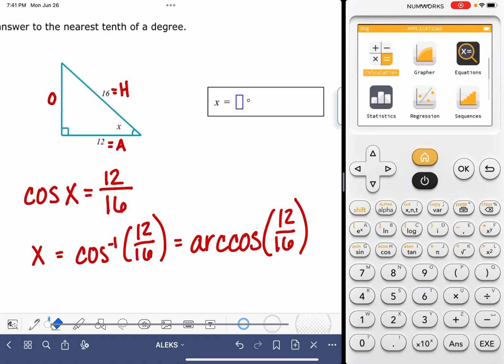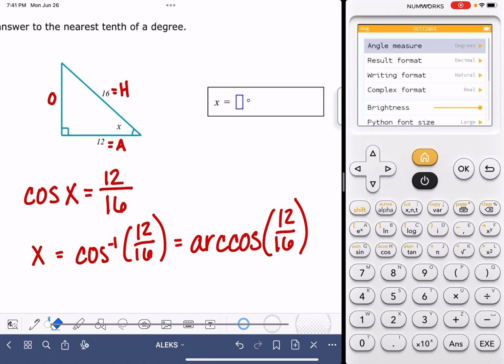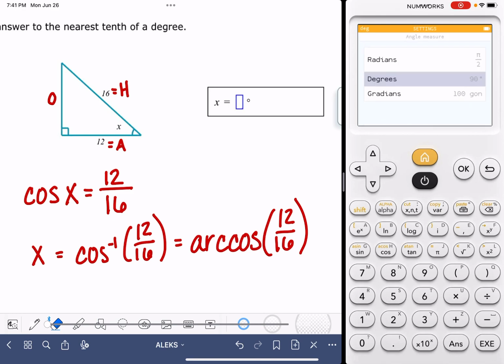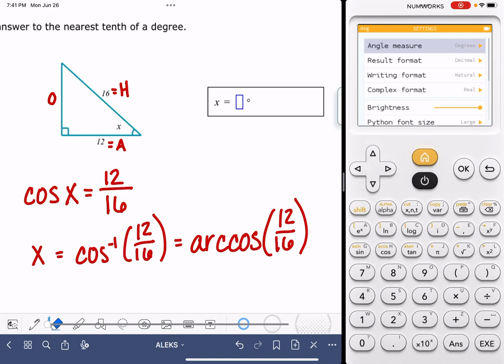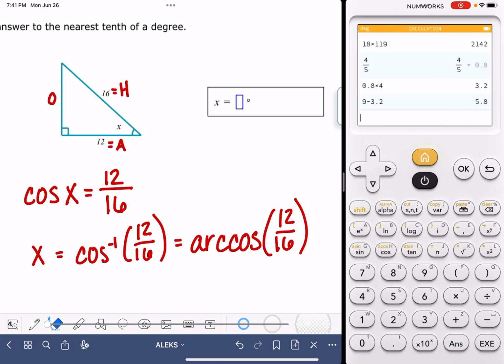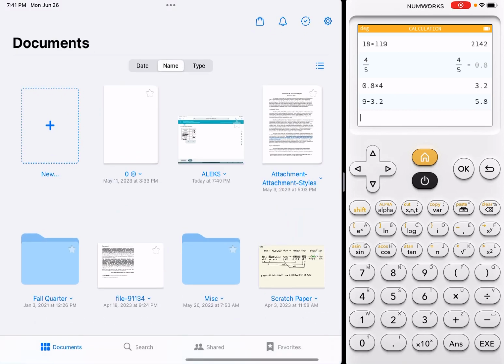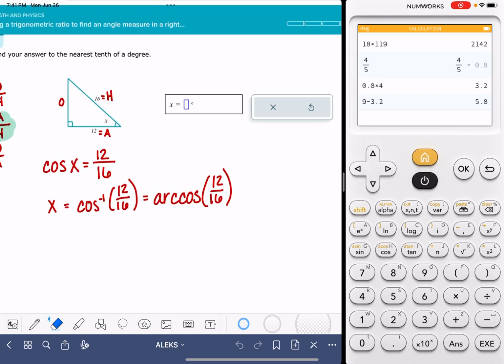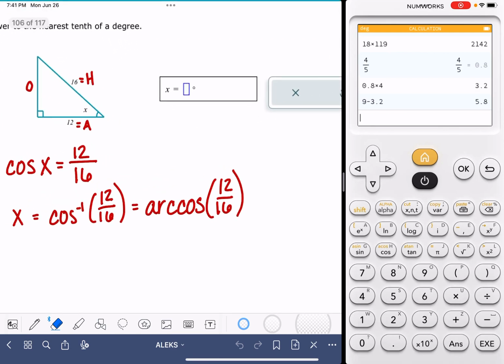So let's go ahead and go to the settings on this calculator. Your calculator is probably going to look a little bit different unless you have the same calculator as me. But I can see there my angle measure is in degrees, not in radians. So I'm good to go with that. And then we can go ahead and do the math on this. My calculator uses arc cosine, and you can see that it is using it as just a cosine. So it's not even writing out the arc. It just says a cosine 12 over 16.